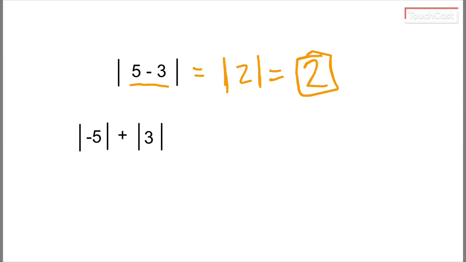Next example, we have 2 absolute value signs separated by an addition sign. So we have to find the absolute value of -5 first, which is 5. Then we have to find the absolute value of 3, which is 3. So that gives us 5 plus 3, which is 8.